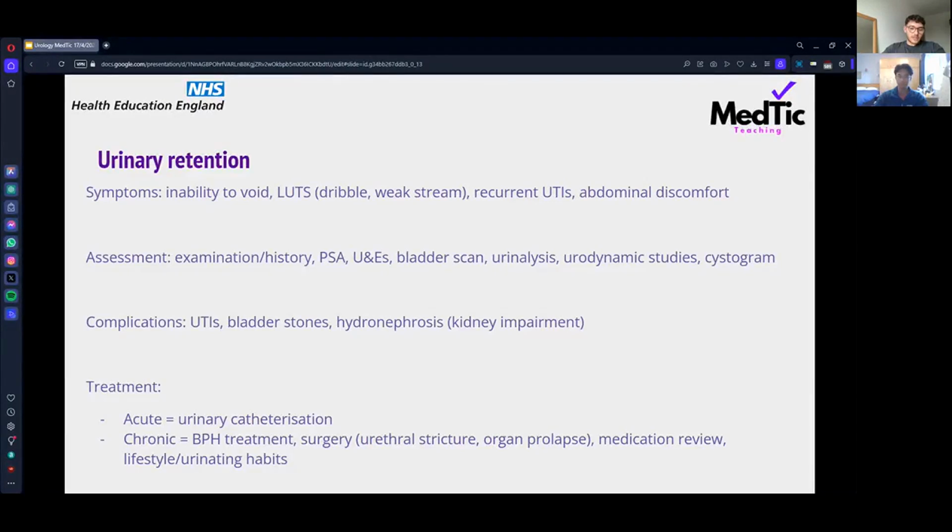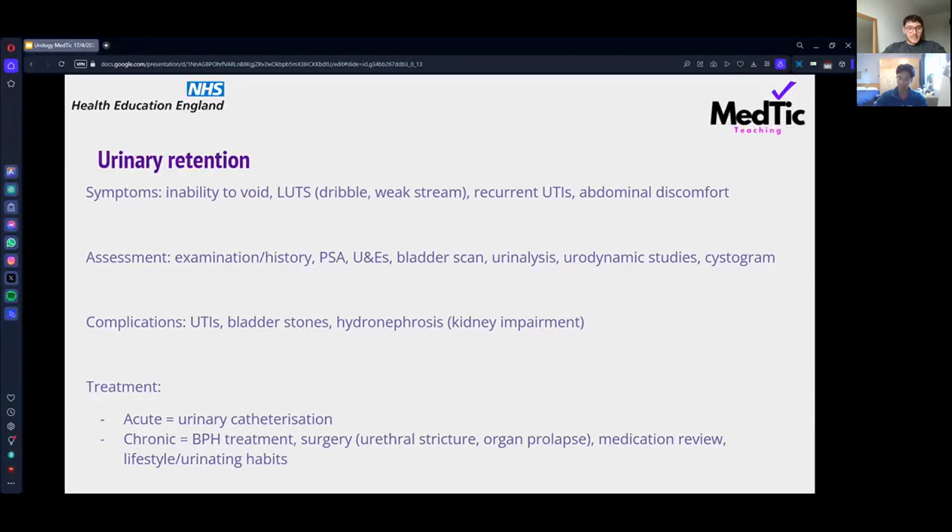Not going to be something you do in the first instance. We spoke a bit about the complications, UTIs, but hydronephrosis is a really key one. So treatment, so if it's acute, you're always going to insert a urinary catheter. In chronic, ultimately they can be treated with a urinary catheter, but that's not going to be a long-term solution. You can have long-term catheters, but it's not going to cure the issue.